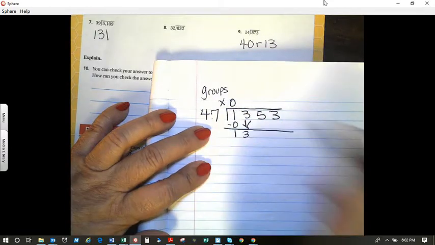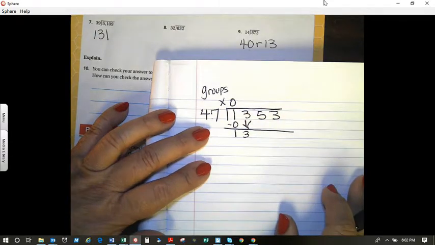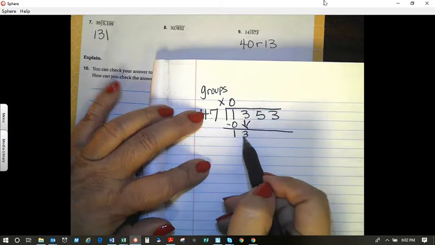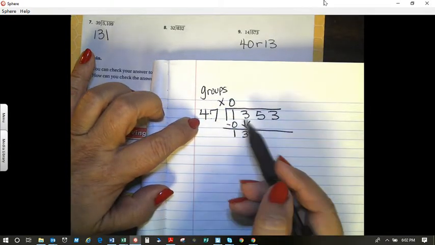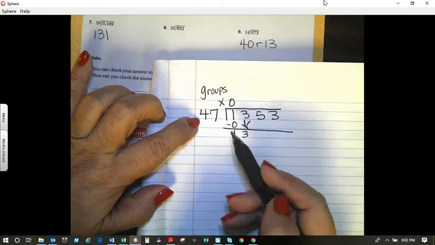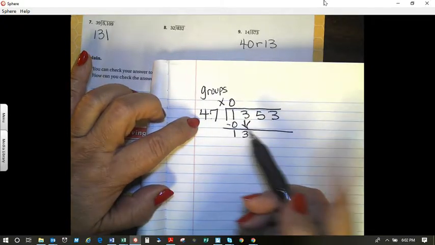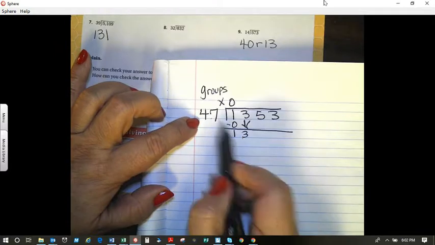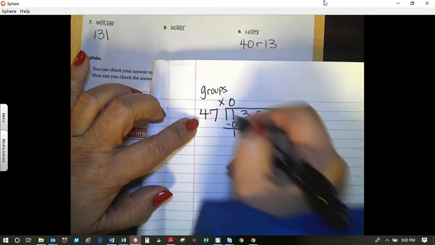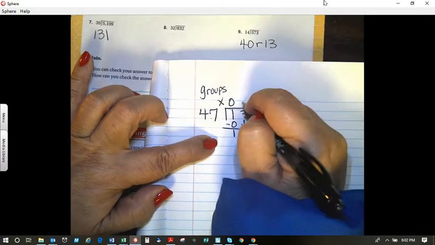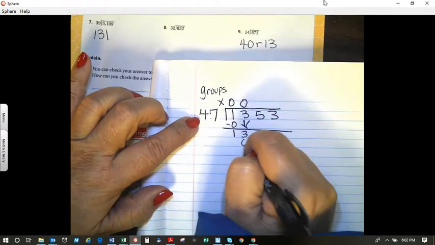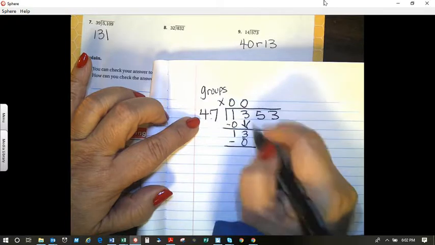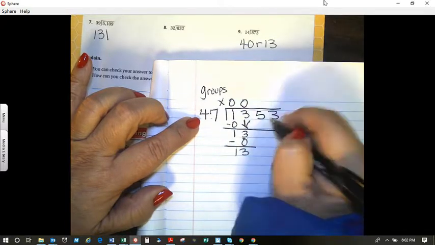I repeat the process. This is still too tiny because it needs to be equal to 47, because 47 can go into 47 one time. So it has to be at least one group. This is a 13. It's less than 47, so 47 cannot go into 13. So it'll be 0 times 47 equals 0. Subtract it out. It makes it 13. And bring down my 5.